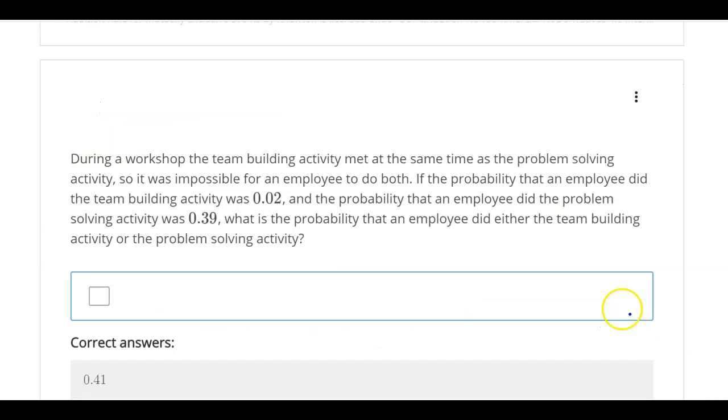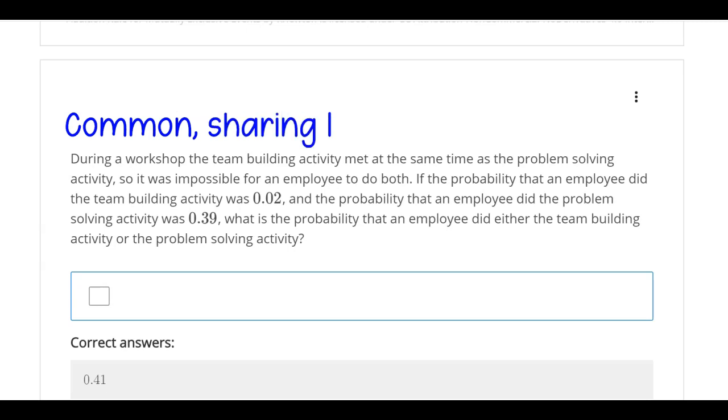During a workshop, a team building activity met at the same time as the problem solving activity. So it was impossible for an employee to do both. So what are they giving you, a hint? They're saying, hey guys, it's impossible for both of them to happen together. They cannot happen together. Remember what the keywords are. The keywords are cannot happen together. So nothing in common, no sharing, and cannot happen together. These are the keywords for mutually exclusive. Nothing in common, they are not sharing, and cannot happen together.